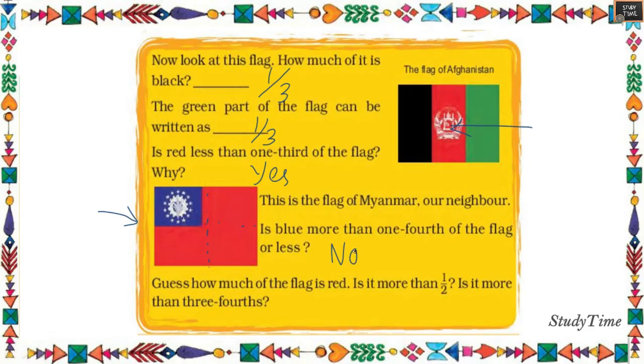Guess how much of the flag is red? It is more than half. Yes, it is more than half. It is more than 3/4. Yes, because here it is somewhat not equally divided. So it is more than 3 by 4.